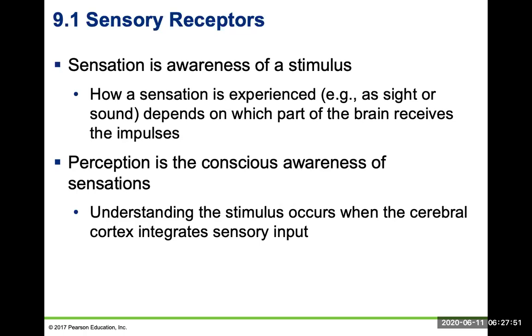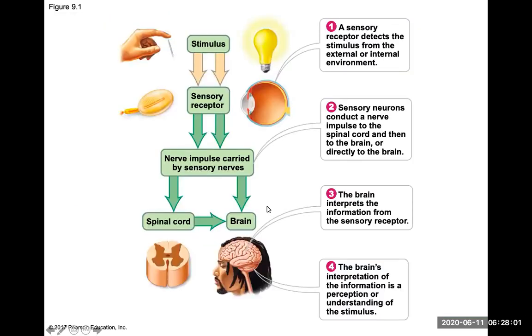Perception is the conscious awareness of sensations, and understanding the stimulus occurs when the cerebral cortex integrates sensory input. So here's an example of how this works. Some sort of stimulus, whether it's touching something or seeing light, will be detected by a sensory receptor. This is a Pacinian corpuscle receptor in your skin, and this is just detecting light in your eye. That nerve impulse is sent to the brain by sensory nerves, brain or spinal cord, and then the brain and spinal cord will interpret that information and then send out some sort of response.